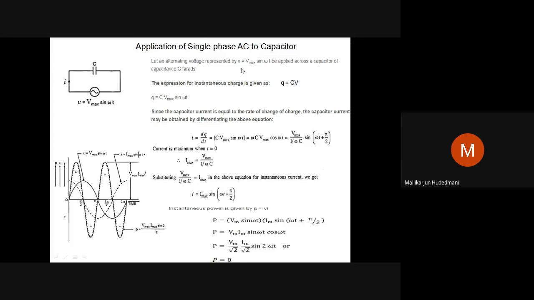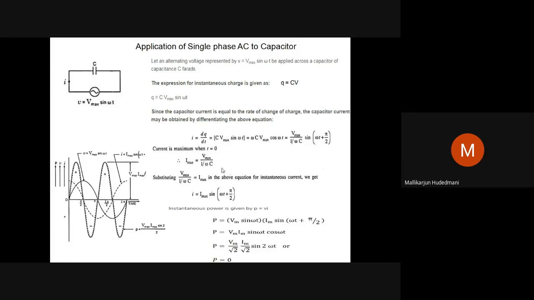This is what leading means. Omega t is the input wave, which is sine, that's all. Here it is sin(omega t plus pi by 2). It is nothing but leading ahead of the voltage by pi by 2. This is one standing point, a good question for 6 marks.